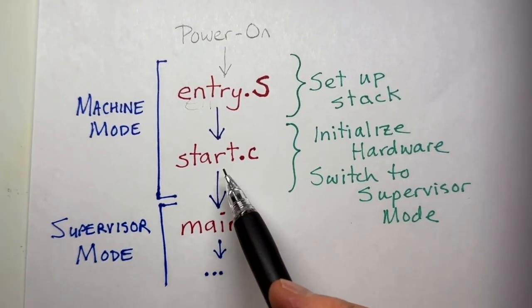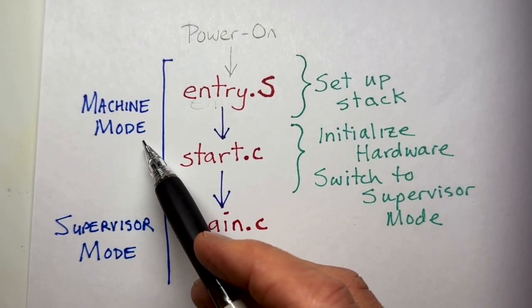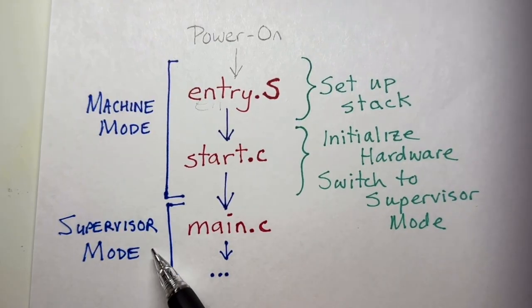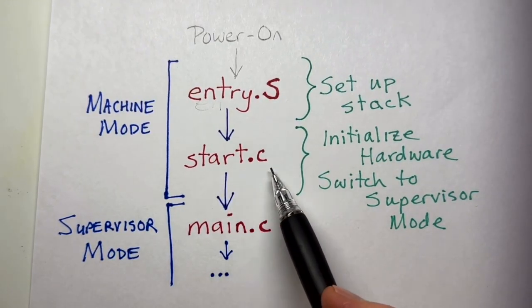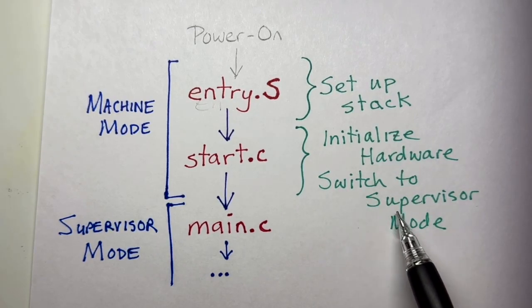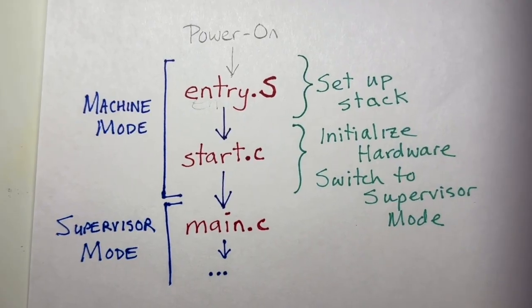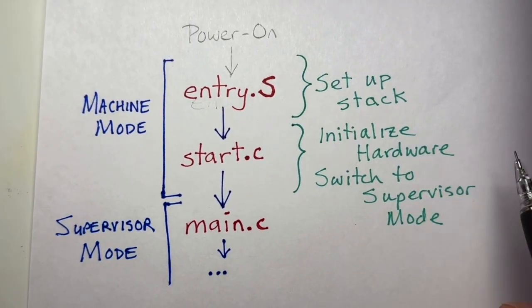Every RISC-V computer begins execution in machine mode. However, the kernel will run entirely in supervisor mode. The start function will perform some hardware initialization which has to be done in machine mode, and then it'll switch to supervisor mode and call the main function. So start will get the hardware configured as it needs to be, and then switch into supervisor mode.